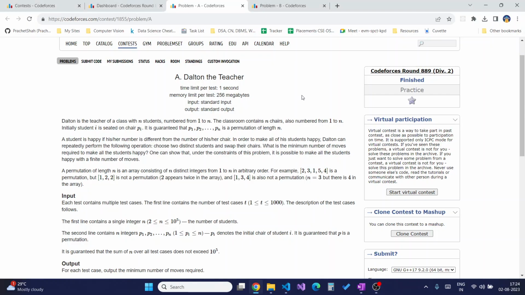So hi guys, in today's video we'll be solving Codeforces problem number 1855A. This was also asked in the recent 889 contest as well. So this was the first problem.